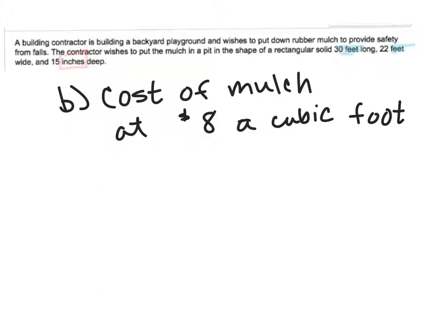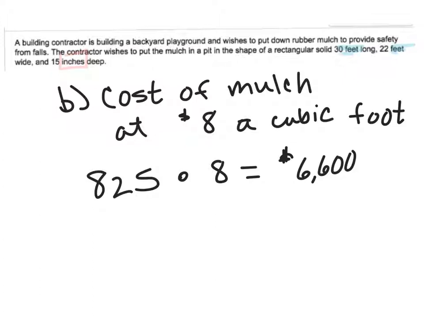Part B then asks us, how much is it going to cost to fill the pit if the cost of the mulch is $8 per cubic foot? So all you need to do is multiply the 825 that you got from the previous answer, because you do need 825 cubic feet, and you're going to multiply that by $8 to find out what the total cost is going to be. And if you do that, you get $6,600. So the cost of filling up the pit with mulch is a total of $6,600.